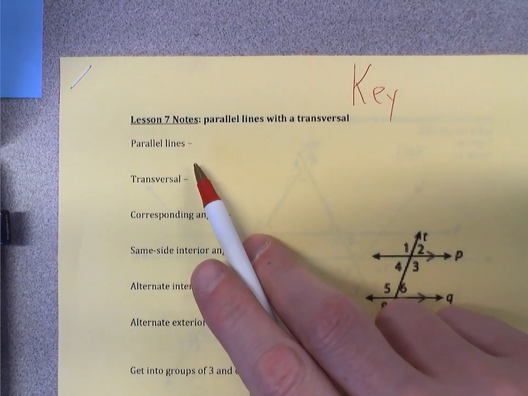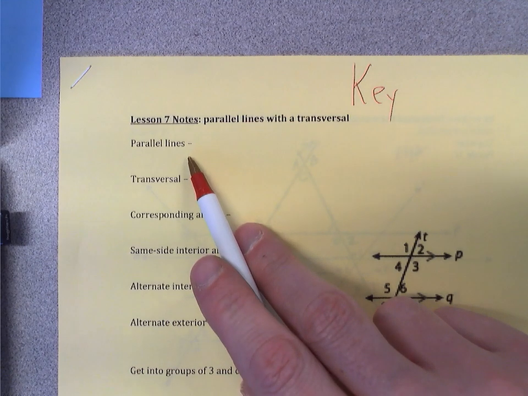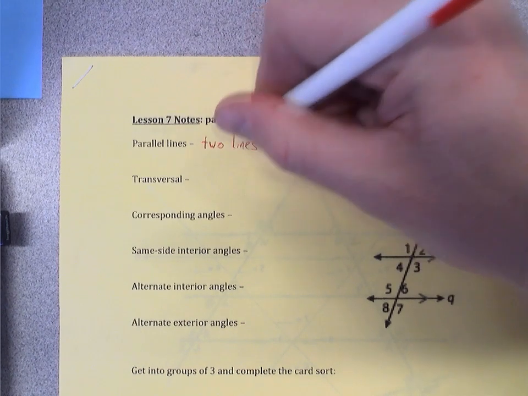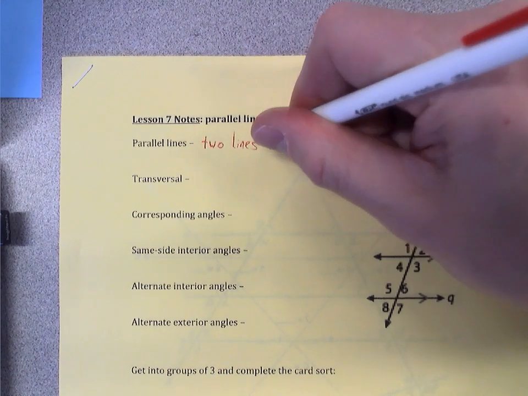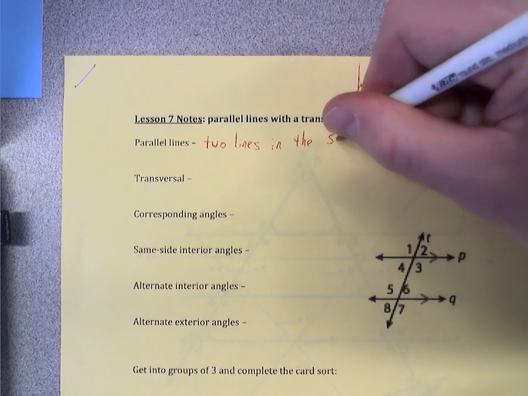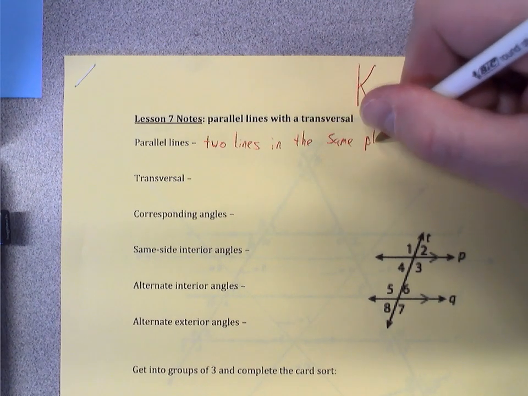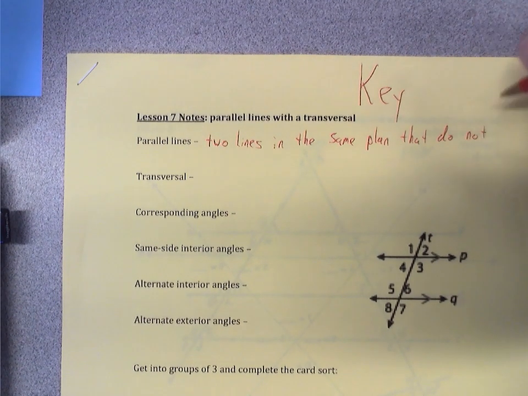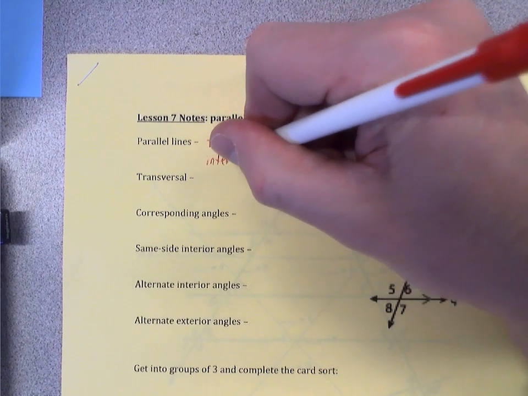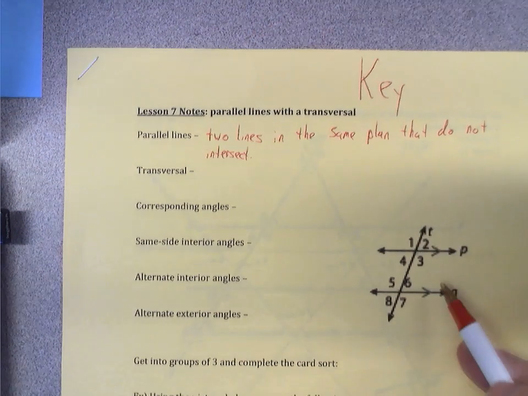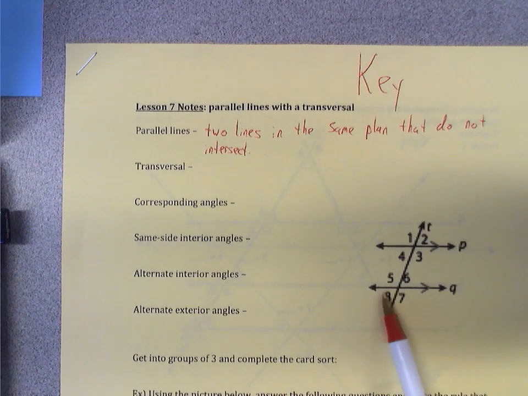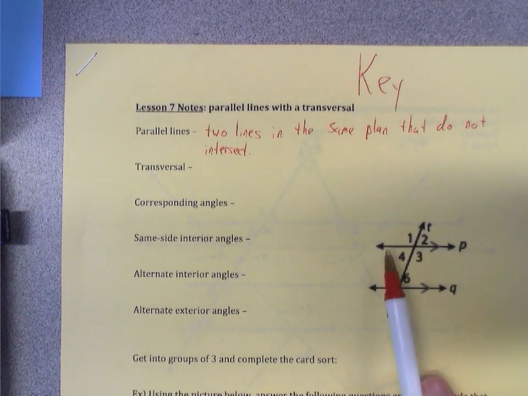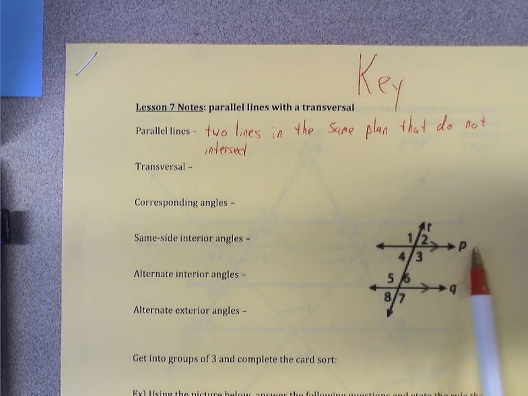So first, we just want to review. We did this at the beginning of the unit, but parallel lines. What are parallel lines? They are two lines in the same plane that do not intersect. So if we look at this example down here, line P and line Q, those are our two parallel lines here in this example. They're in the same plane, same flat area, and they never intersect.